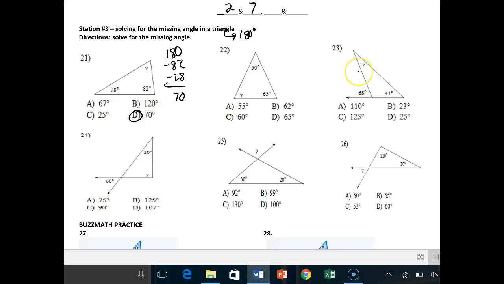Now for a problem like 23, what you have to do is first figure out this angle via supplementary relationships. So you have to do 180 minus 68. Doing that gives you 112. So now that you know that this is 112, then you do 180 minus what you found, 112, and the other angle minus 43. I'd rewatch this because I'll probably ask an Ed Puzzle question about it. That gives you 25.